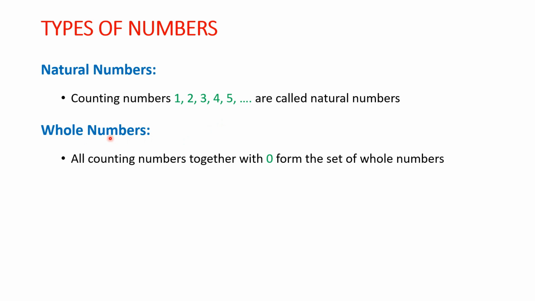Next, we will see about whole numbers. All the counting numbers together with 0 form the set of whole numbers. The whole numbers are made up of the counting numbers together with 0. That is, the natural numbers together with 0 form the set of whole numbers.